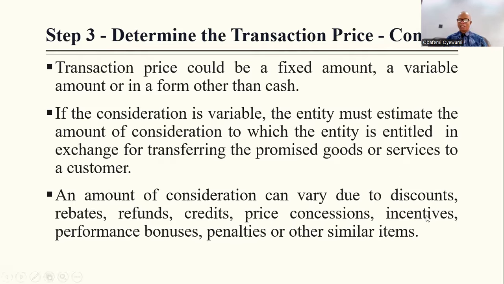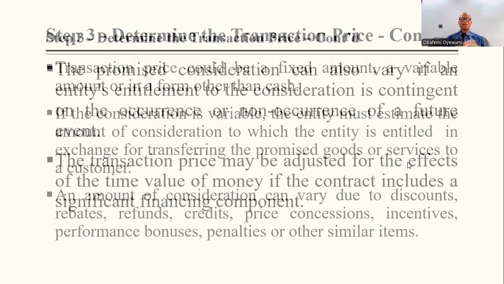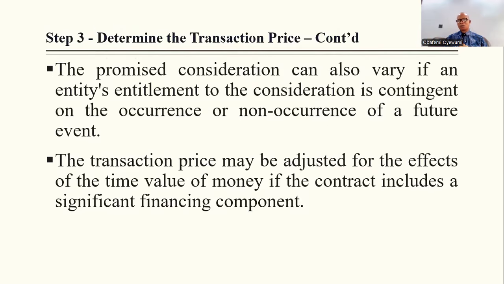So the amount of consideration can vary due to discounts, rebates, refunds, credits, price concessions, incentives, performance bonuses, penalties, or other similar items. So there are reasons where, one way or another, there could be a variation. These are the reasons that have been itemized there. All right. Again, what could also account for consideration being varied? Okay, the promised consideration can also vary if an entity's entitlement to the consideration is contingent on the occurrence or non-occurrence of a future event. It is possible. The occurrence or non-occurrence of a future event.